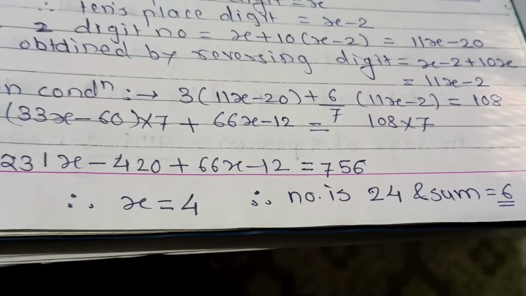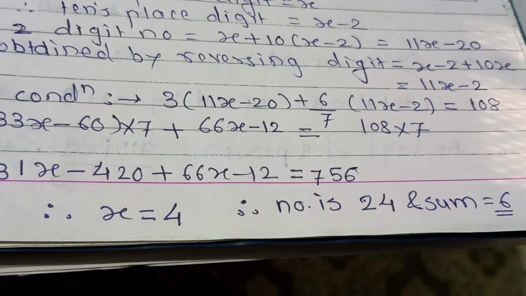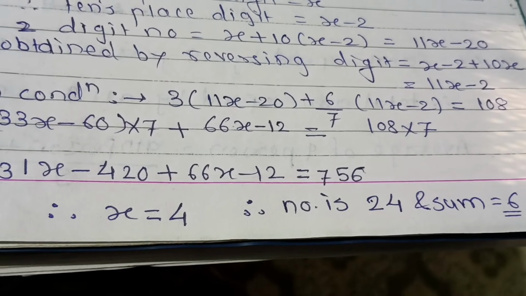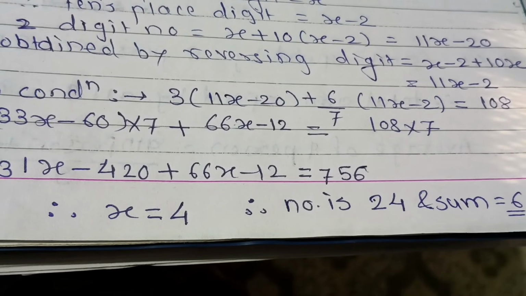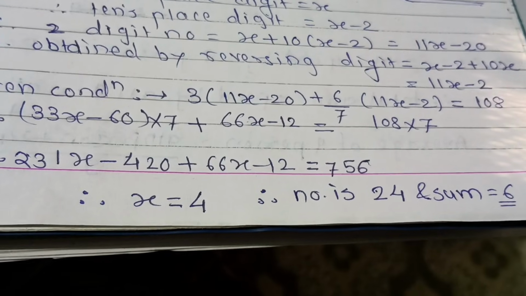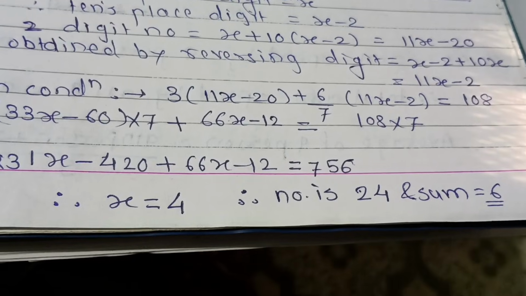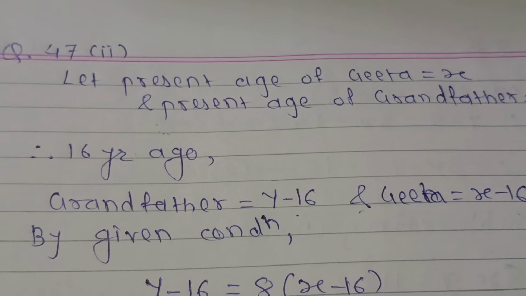So by the given condition, 3 times the old number plus 6 by 7 times the new number is equal to 108. After putting the values and calculating, we get the value of x as 4. So the number is 24 and the sum of digits is 6. Now find the answer to the second question.